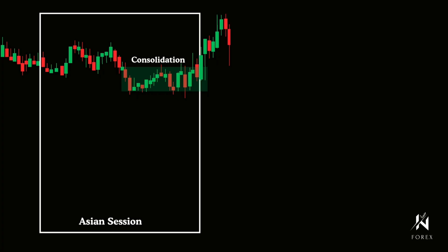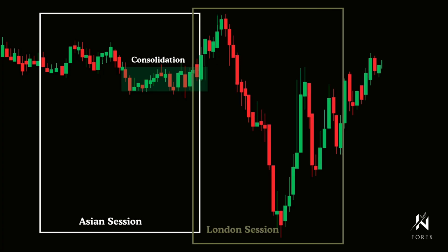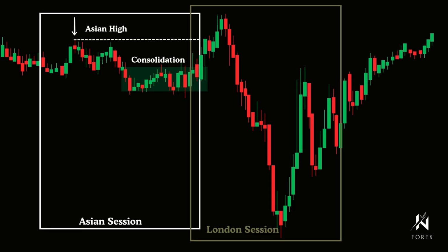Now, observe what happens when the London session kicks off. Price quickly spikes upward, sweeping liquidity above the consolidation zone and clearing the Asian session highs, only to pull back into the previous range. This is a classic sign of manipulation coinciding with the start of the London session when market participation and volatility increase. Eventually, price shifts in the opposite direction, distributing lower after the fake out.